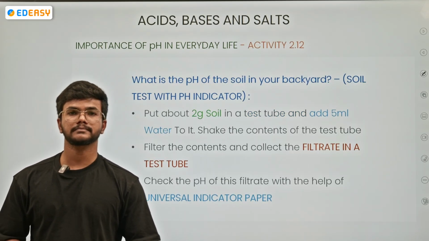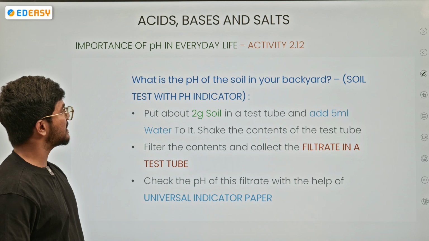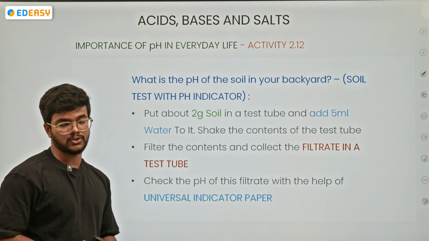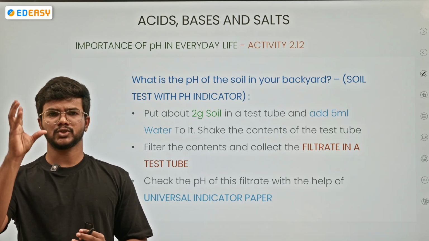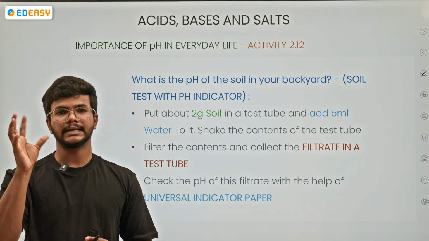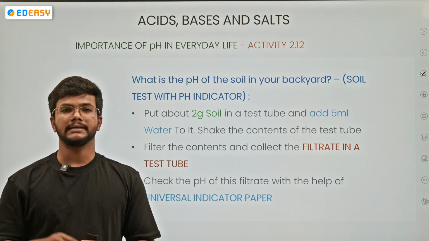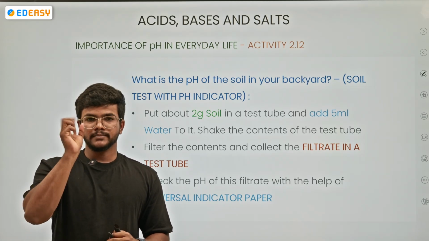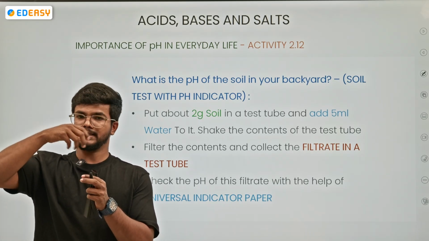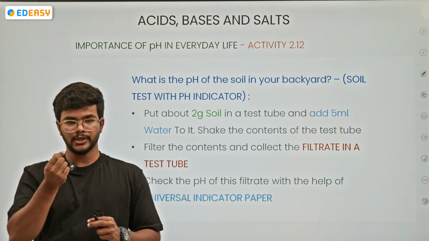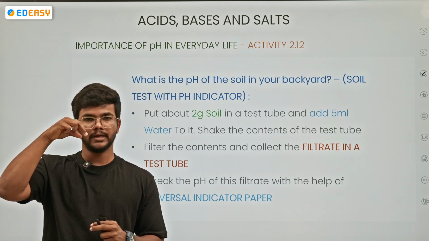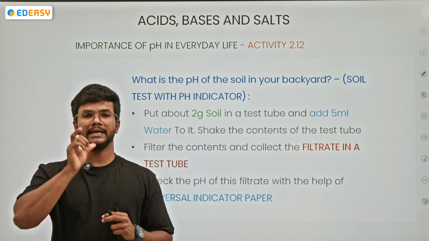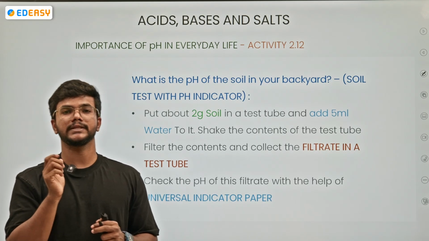Next is importance of pH. What is the pH of the soil in our backyard? Test it with the pH indicator. Take some soil in your garden, or in a potted plant, and test with the universal indicator, that is the pH indicator. Take some soil and make a solution in a glass, take a small amount of the soil solution and add a few drops of pH indicator. You can find whether the soil solution is acidic, basic or neutral with the help of the pH indicator.